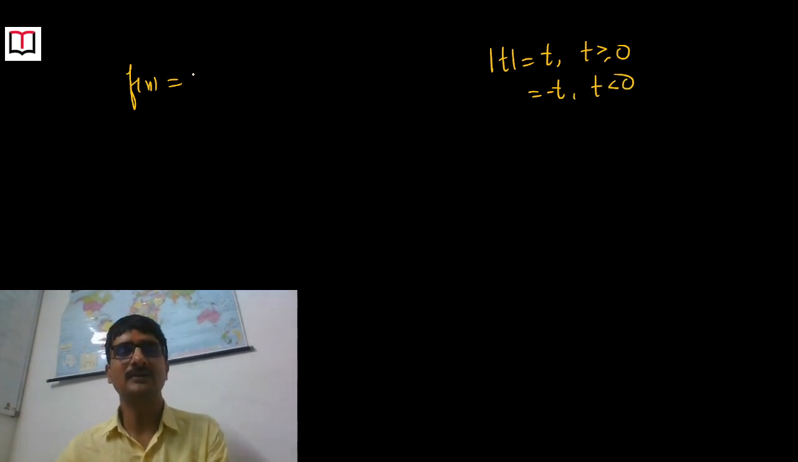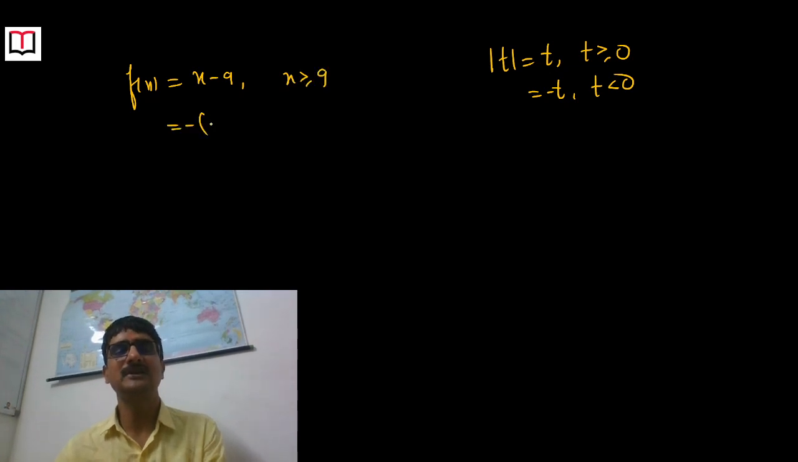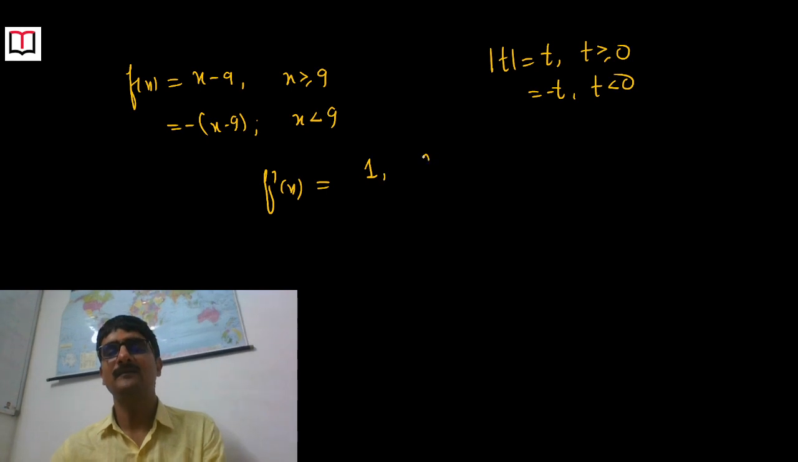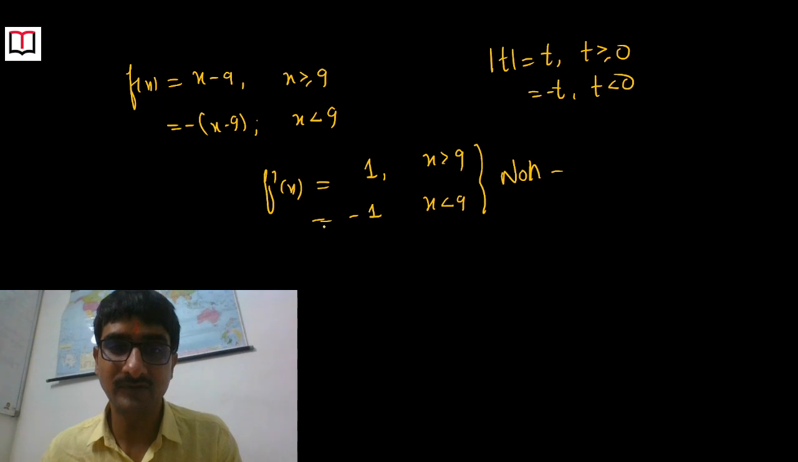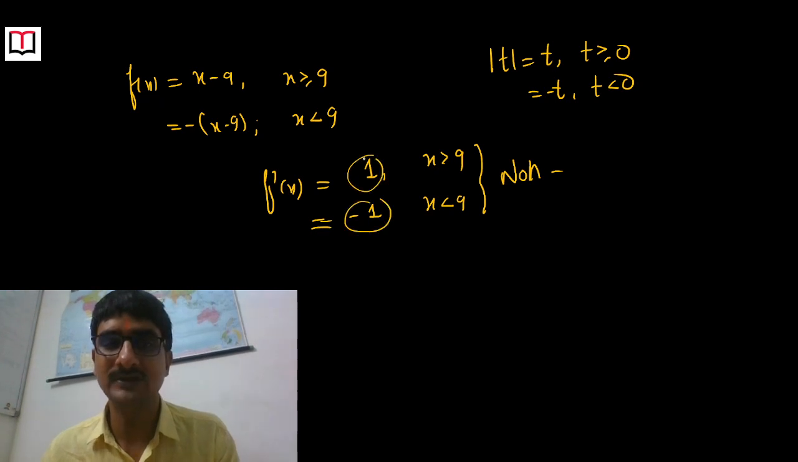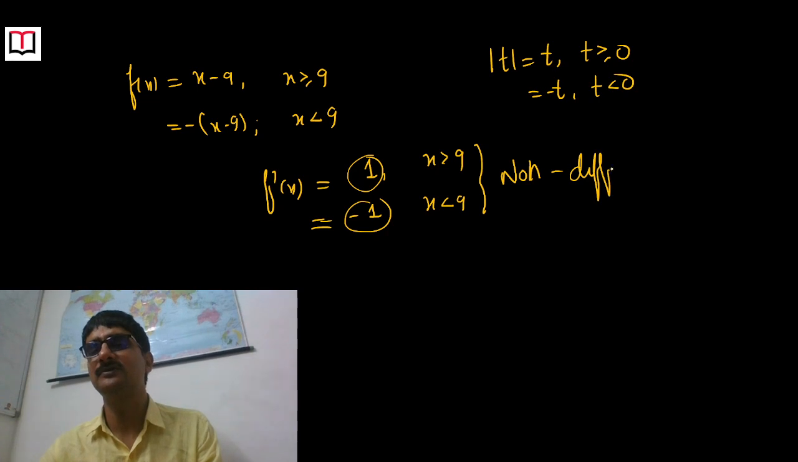So f(x) is x minus 9 when x is greater than or equal to 9, and minus (x minus 9) when x is less than 9. Now just write f dash x, which is 1 when x is greater than 9 and minus 1 when x is less than 9. So are the derivatives on both sides equal? Answer is no. On the left side of 9, the derivative is minus 1, on the right side it is 1. So it is non-differentiable. This is how you can do it.